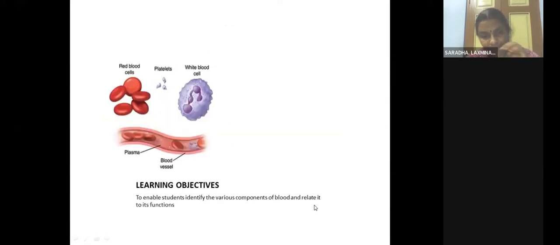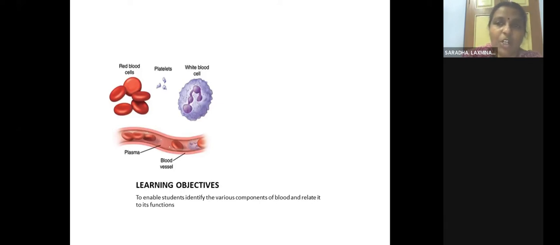And now the next one. What could be the learning objectives for the first one, that is, components of blood? We are going to make him identify the components of the blood and relate them to their function. Red blood cells: what is the function? They carry oxygen. How? With the help of the hemoglobin present in RBCs.